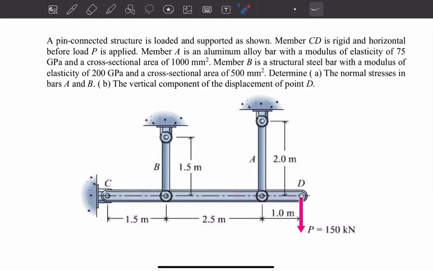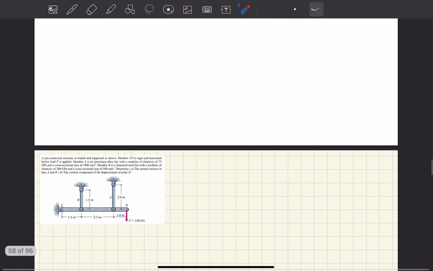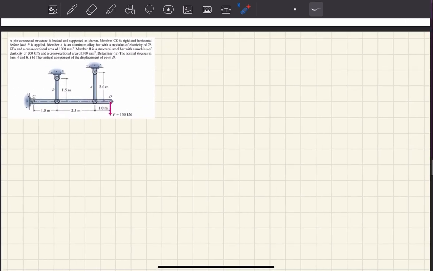Member A is an aluminum alloy with a modulus of elasticity of 75 gigapascals and a cross-sectional area of 1,000 millimeters squared. Member B is a structural steel bar with a modulus of elasticity of 200 gigapascals and a cross-sectional area of 500 millimeters squared. Determine A, the normal stress in bars A and B, and B, determine the vertical component of the displacement of point D. Okay, so to start off, we'll write down all this information.